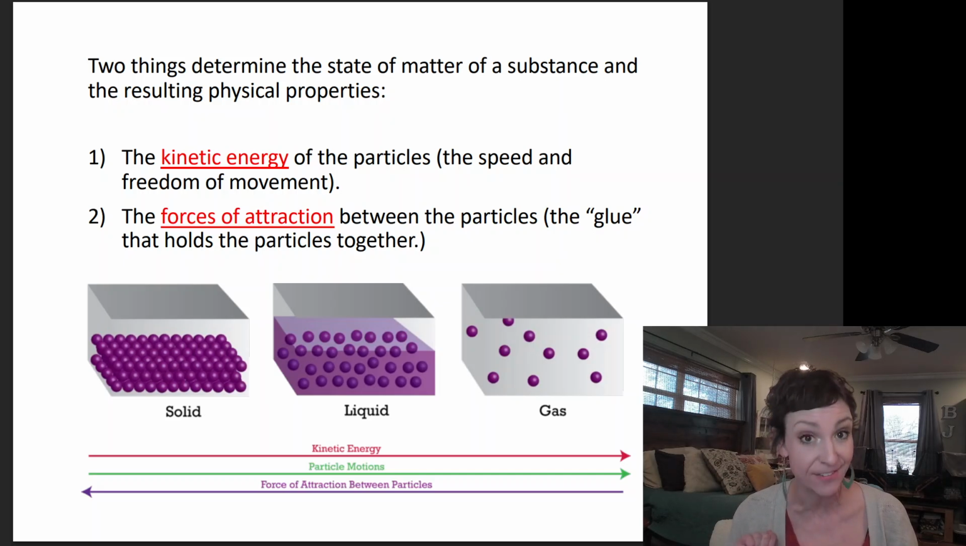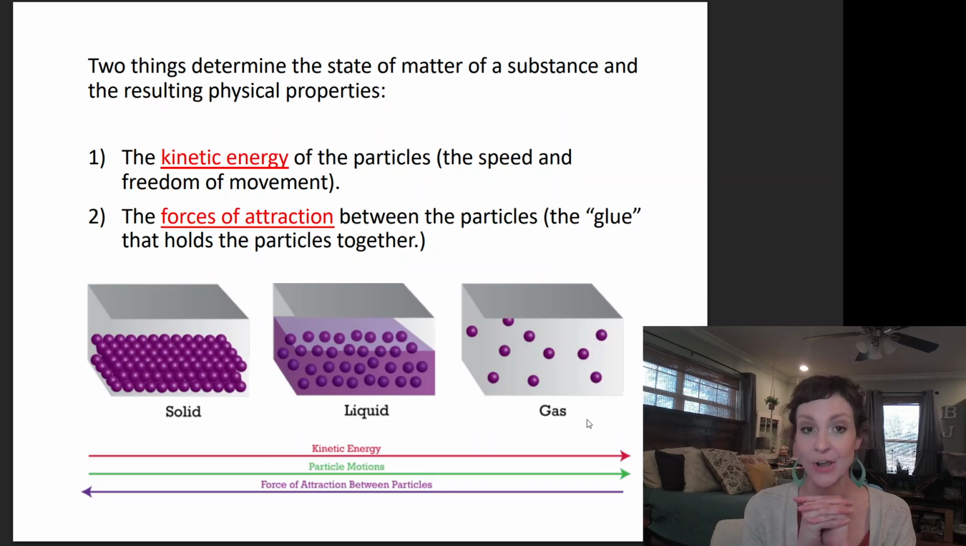and the resulting physical properties that that state of matter has. The first thing that helps to determine whether you're a solid, liquid, or a gas is the kinetic energy of the particles, or the speed and freedom of movement. That makes sense, right? We know solids don't have much kinetic energy, versus gases, they move a lot, high kinetic energy. So how much kinetic energy something has will help determine what state of matter you're in.